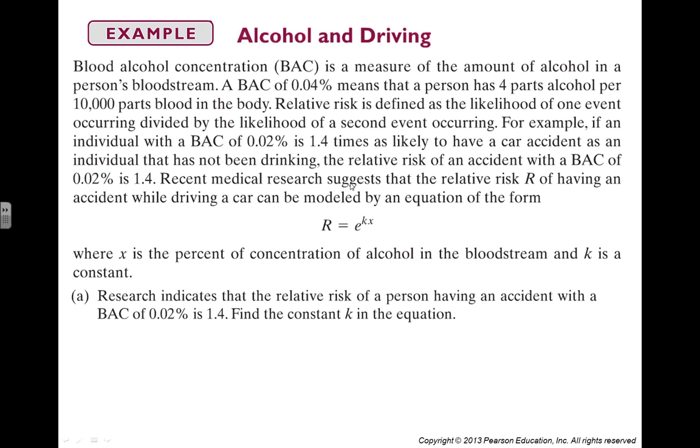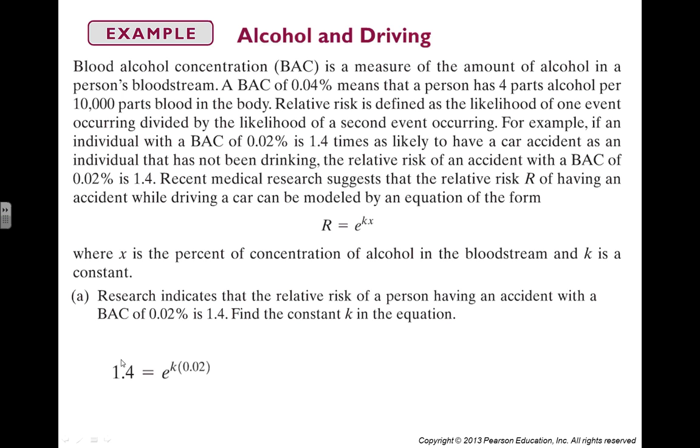Recent medical research suggests that the relative risk R of having an accident while driving a car can be modeled by the equation R equals e to the kx, where x is the percentage of concentration of alcohol in the bloodstream, and k is a constant. Research indicates that the relative risk of a person having an accident with a BAC of 0.02% is 1.4. Find the constant k in the equation. So we're going to plug in 1.4 for the R, for the risk. We're going to plug in 0.02 for the percent of concentration of alcohol, and we're going to solve for k.